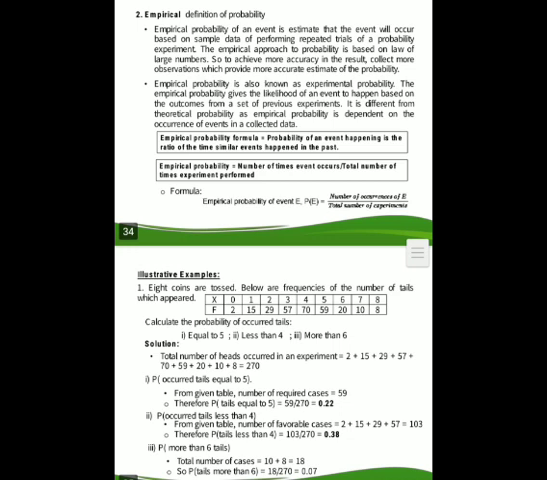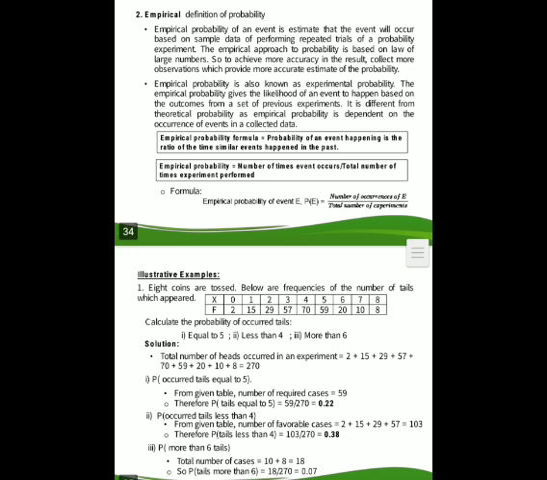Empirical probability is also known as experimental probability. The empirical probability gives the likelihood of events happening based on the outcomes from a set of previous experiments. It is different from theoretical probability, as empirical probability depends on the occurrence of events in collected data.